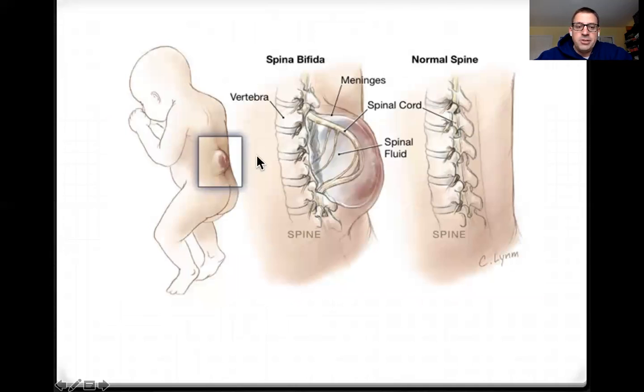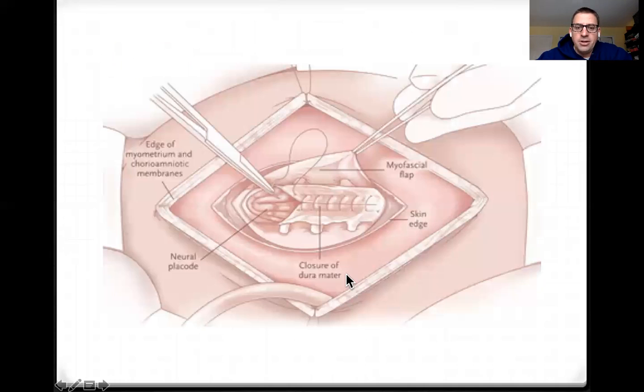So here's just another picture showing you where we have this opening in the vertebrae that the meninges, the spinal fluid, and the spinal parts of the spinal cord all protrude out into that gap that forms there. And this is what we'll see in the back where that's located.